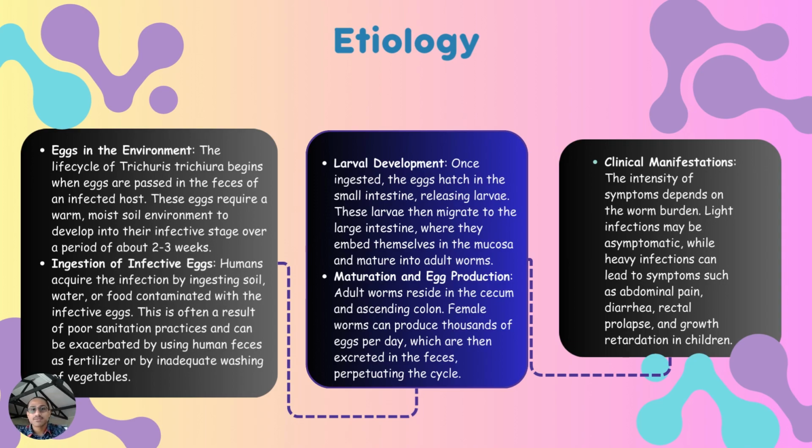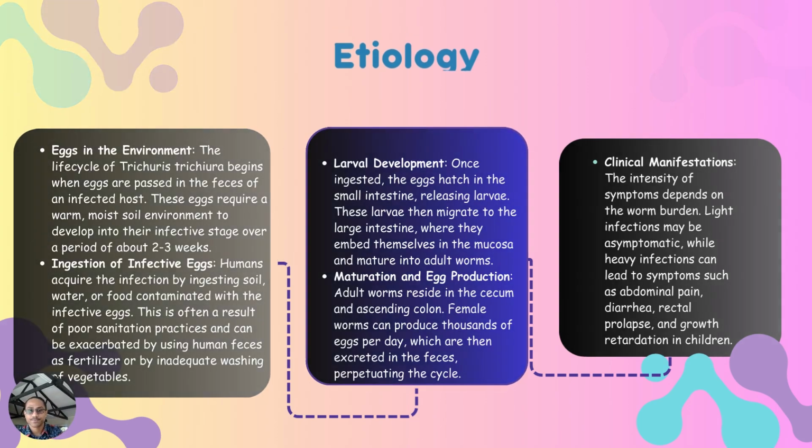Then the female worms can produce thousands of eggs per day, which are then excreted in the feces, perpetuating the cycle. So, clinical manifestations: the intensity of symptoms depends on the worm burden. Light infections may be asymptomatic, while heavy infections can lead to symptoms such as abdominal pain, diarrhea, rectal prolapse, and retardation of growth in children.